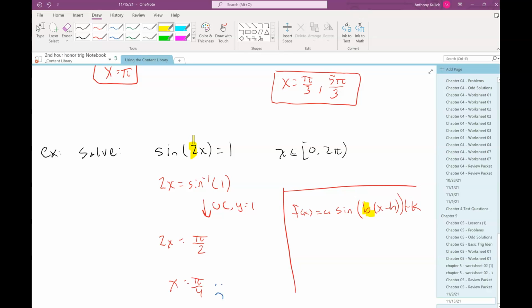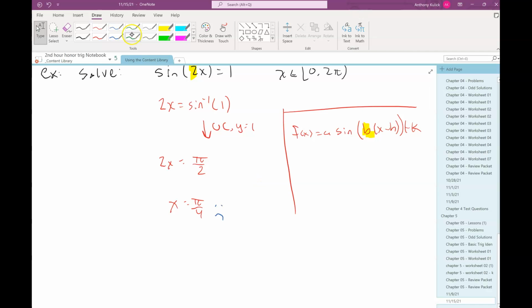Okay, so horizontal dilation. So that affects the period, right? So what if the period gets smaller? Could we have more than one answer inside of 0 to 2 pi? Yeah. So that's the issue here. So let me show you the easiest way to deal with this that makes it kind of dummy proof.